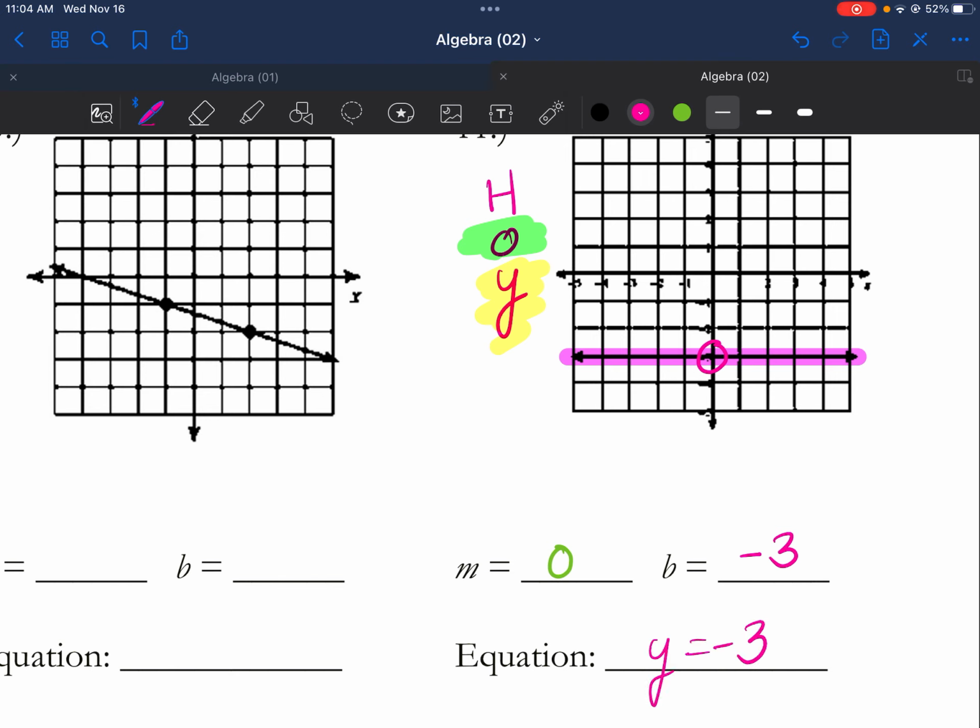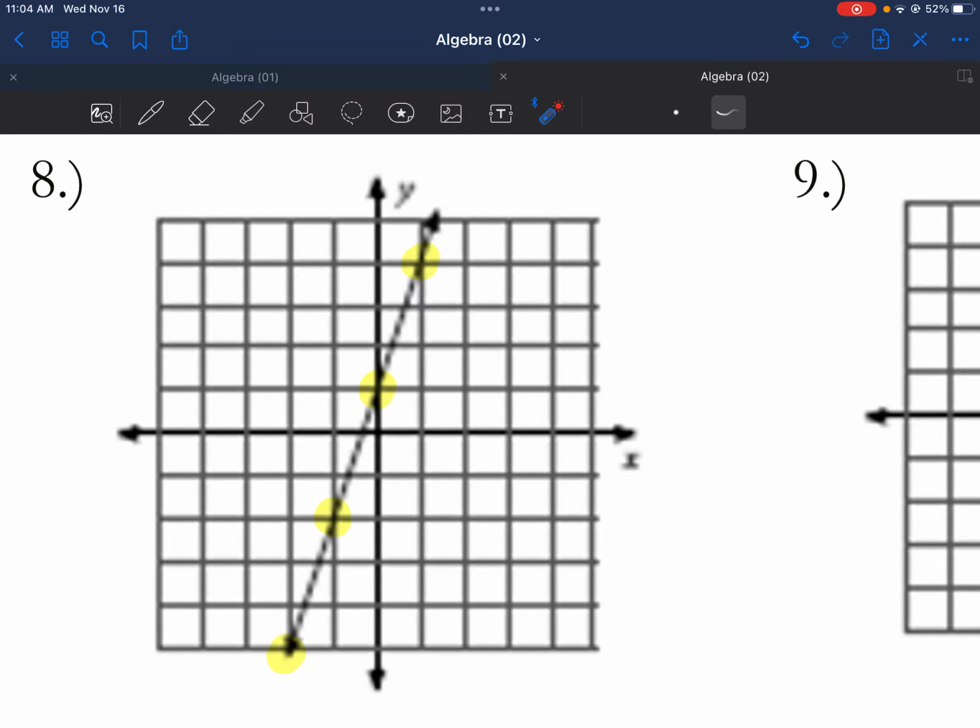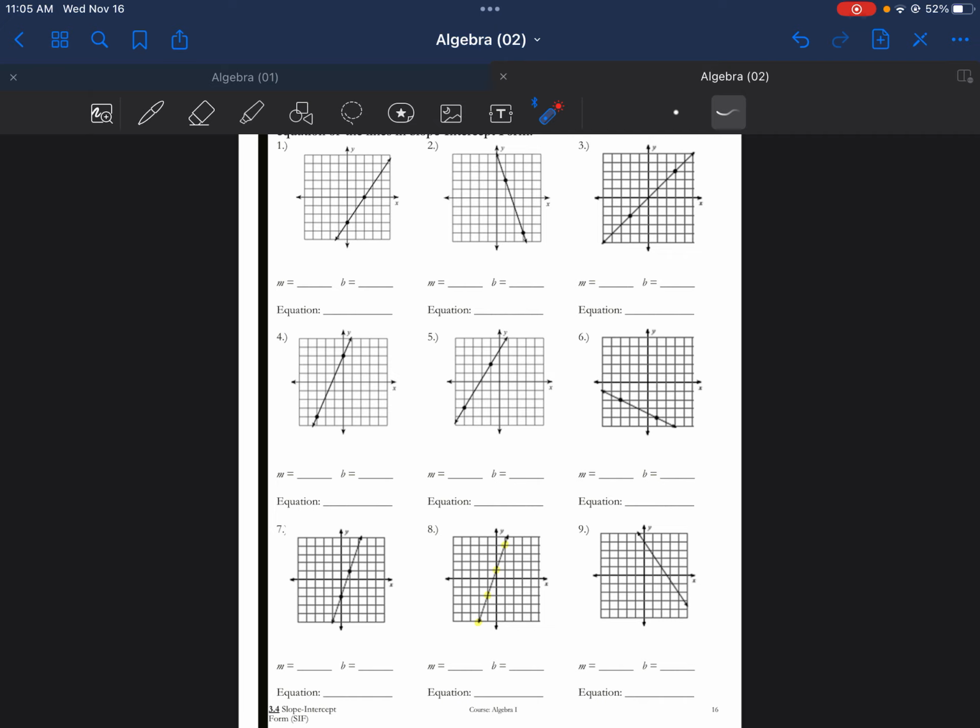I do want to look at number 8 though, because number 8 on page 16, you'll notice there are no points. So what you're looking for is to see where this line hits perfectly on our graph. So you'll notice it happens here, here, here. It's consistent, right? So if I count the slopes, I'll be able to calculate it. But you want to see where it hits perfectly. It's like right there, it hits perfectly. So those would be our points. Go ahead and continue with your practice.